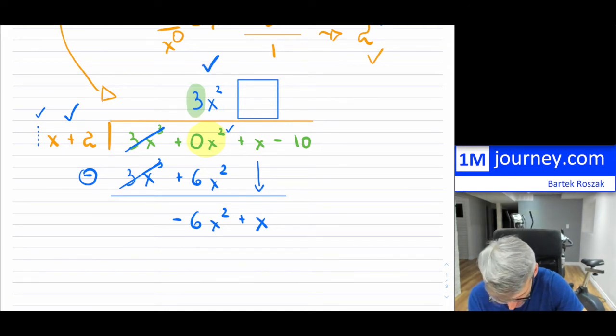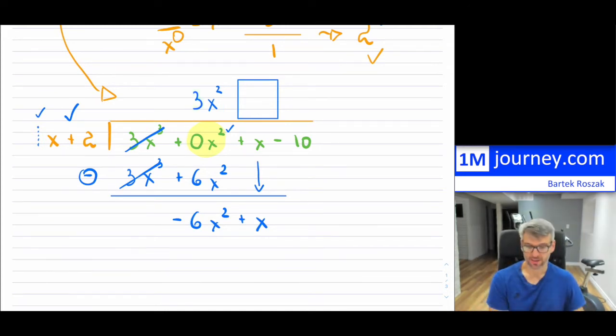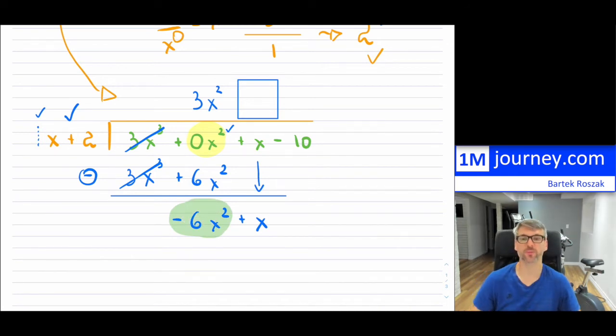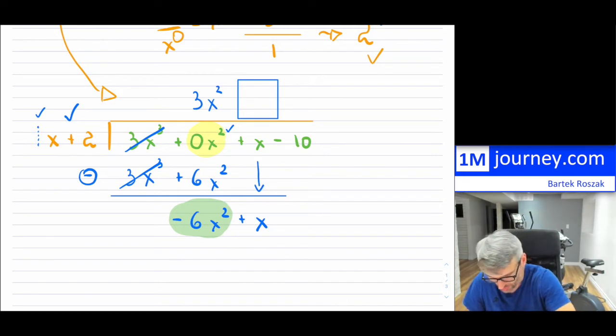And now I can get rid of that. All right, so in order to fill in the new blue box that I put in, I'm going to try to get rid of this negative 6x squared. So what do I do? What should I multiply it by?